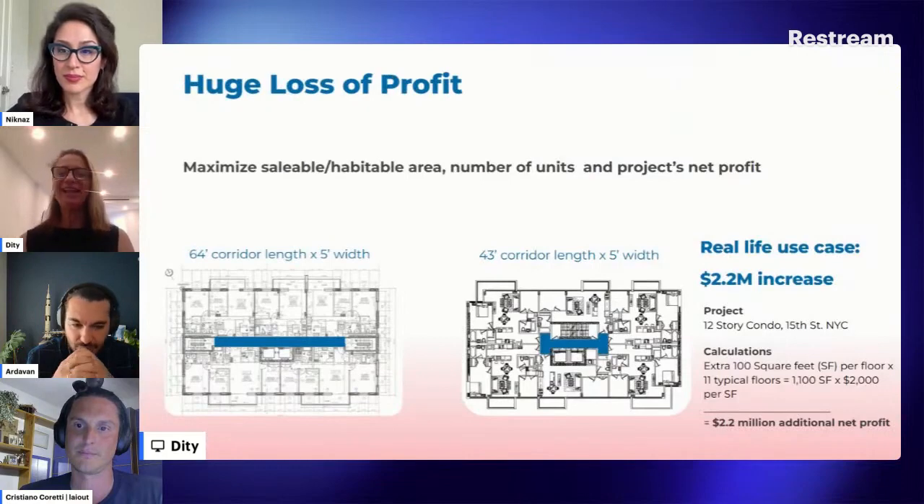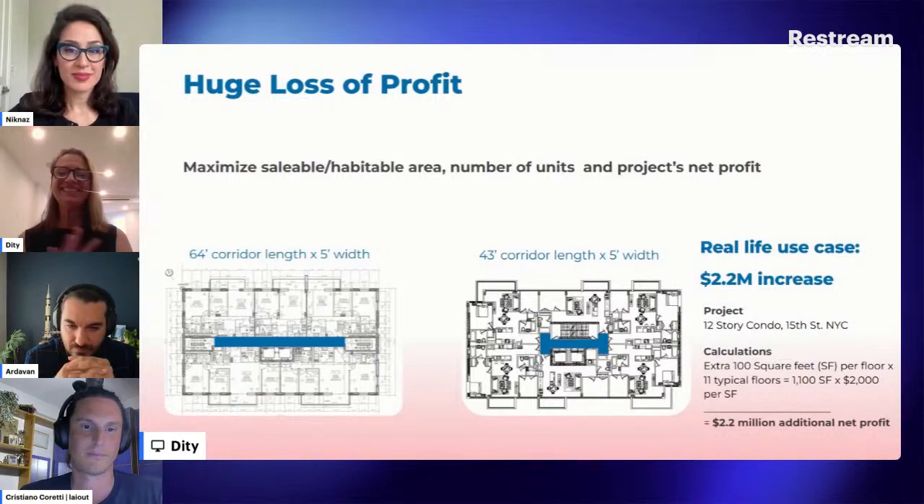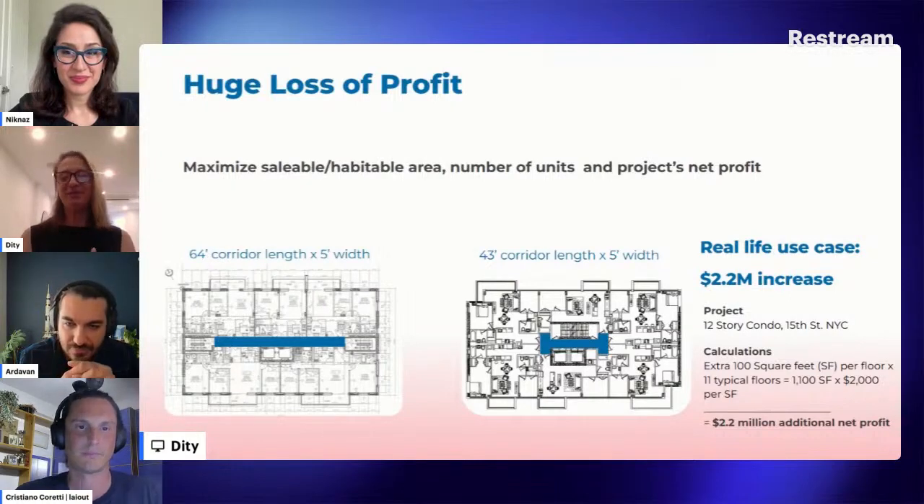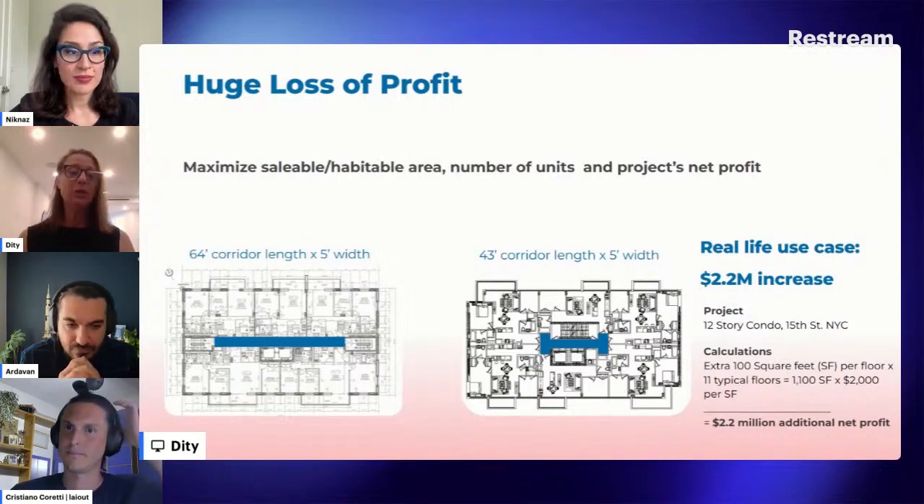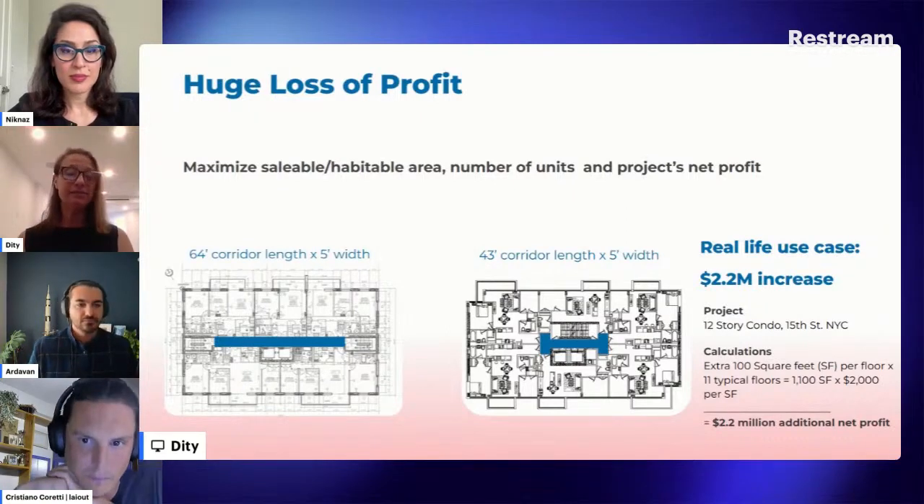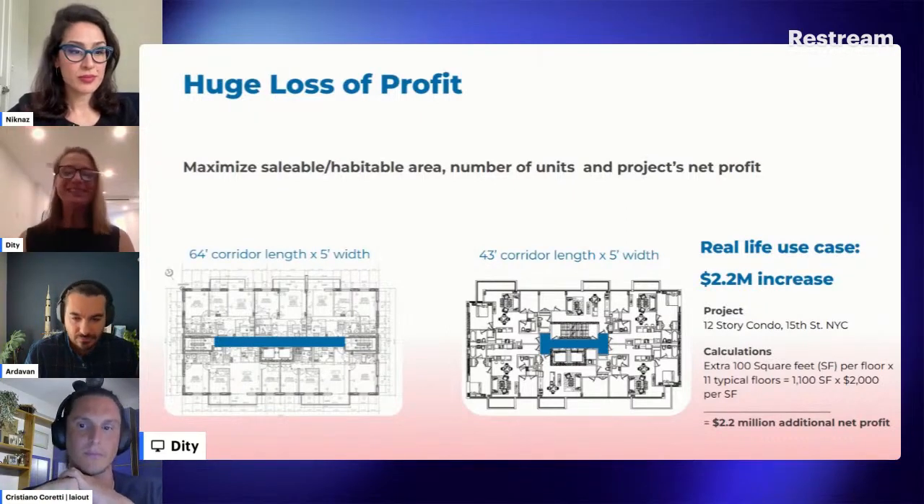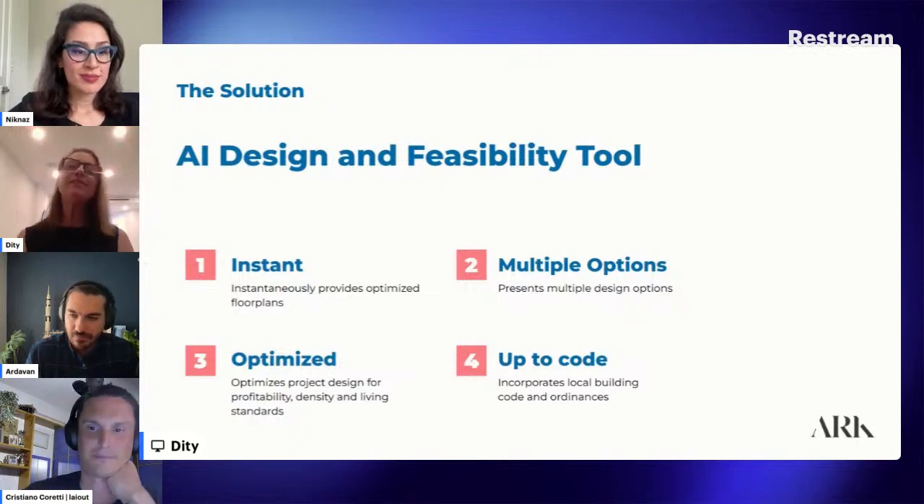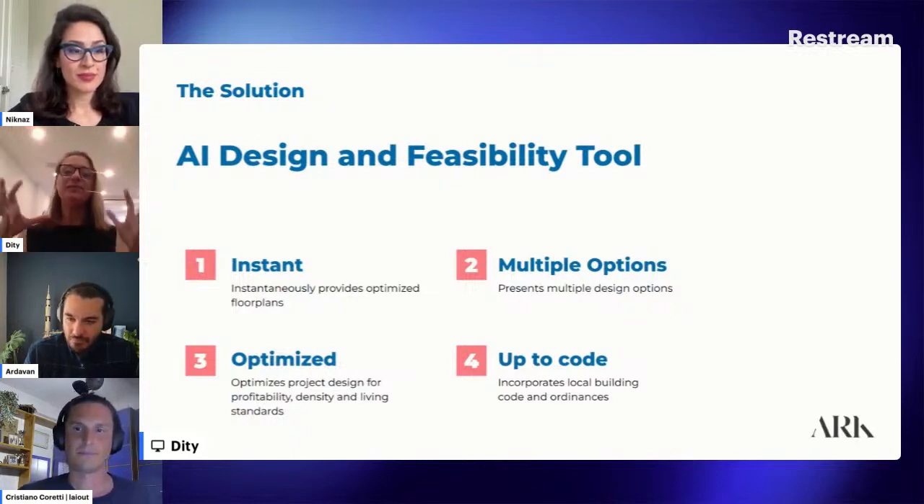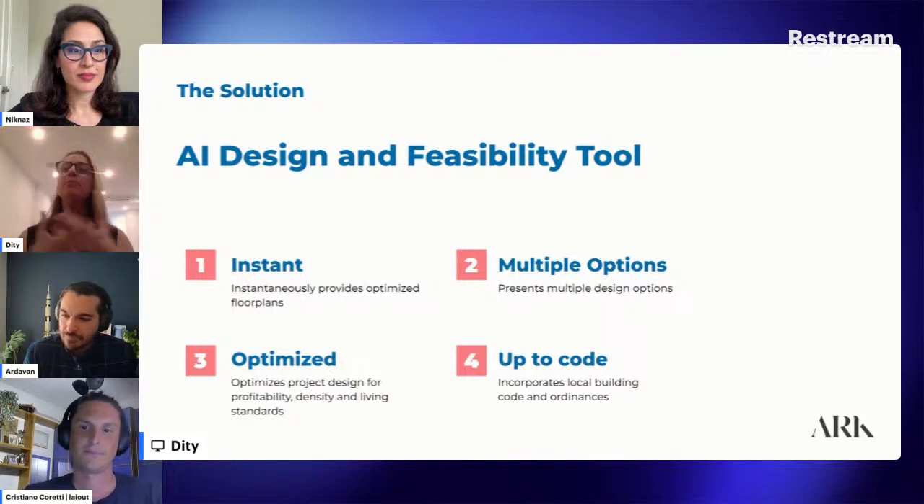Just for you to understand, anyone can guess the difference between the left and the right schemes. So just by, the right one, the corridor is 20 feet shorter, which makes it more profitable by 100 square feet per floor. It's 11 typical floors, and it's over $2 million net profit. So it's a very similar design, and this is the simplest building in design. Think about it, most buildings are much more complex, and there are so many ways to actually make your project more efficient.